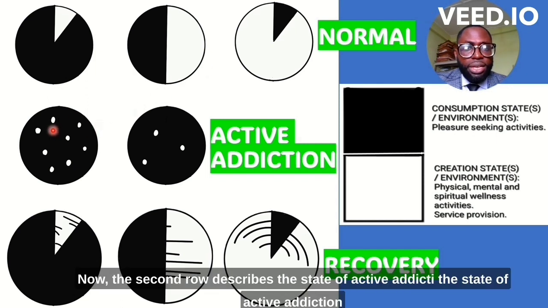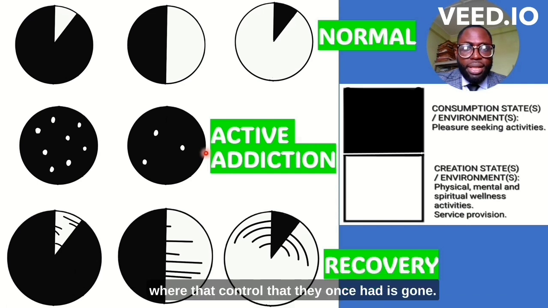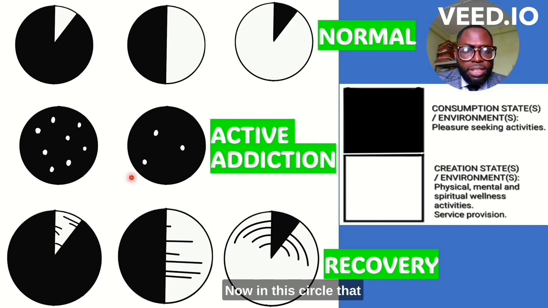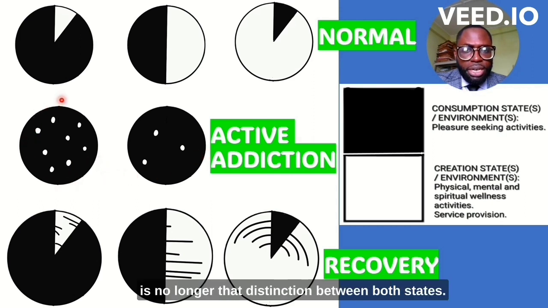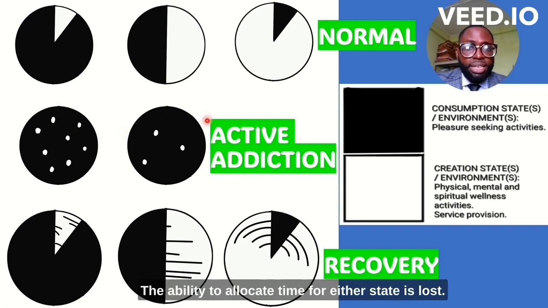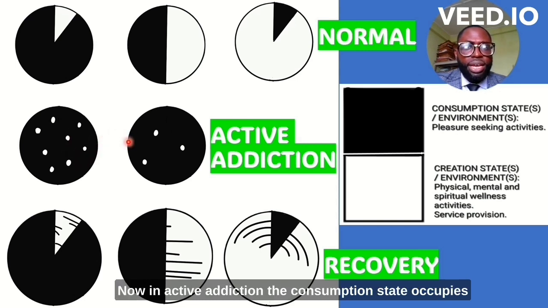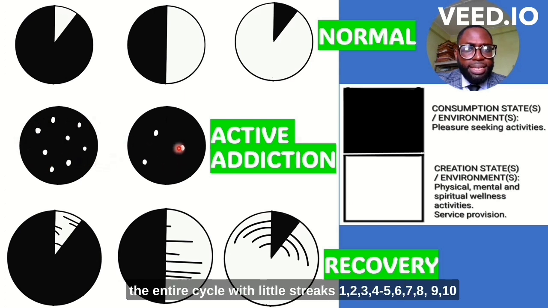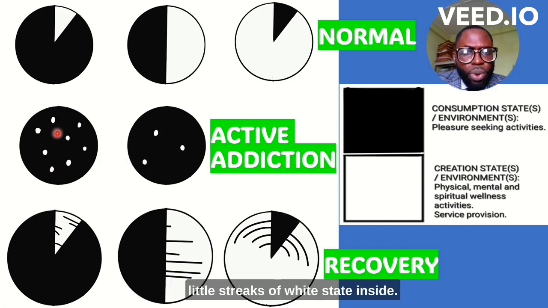Now, the second row describes the state of active addiction, where that control that they once had is gone. Now, in these cycles, you observe that there is no longer that distinction between both states, that is, both the state of creation and the state of consumption. The ability to allocate time for either state is lost. Now, in active addiction, the consumption state occupies the entire cycle with little streaks of white state inside.